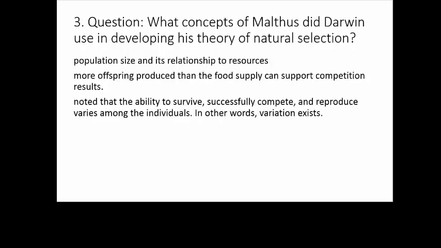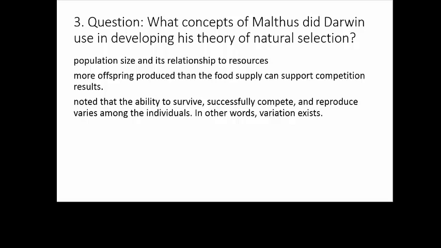Question: what concepts of Malthus did Darwin use in developing his theory of natural selection? Darwin relied heavily on the ideas originally put forth by Thomas Malthus. Malthus's suggestions about population size and its relationship to resources proved to be a key concept on which Darwin built his theory of evolution through natural selection.